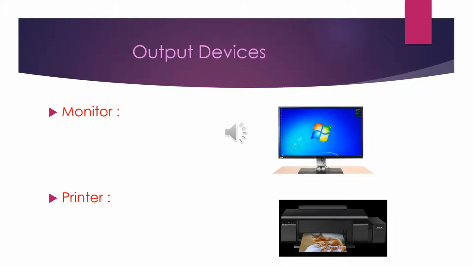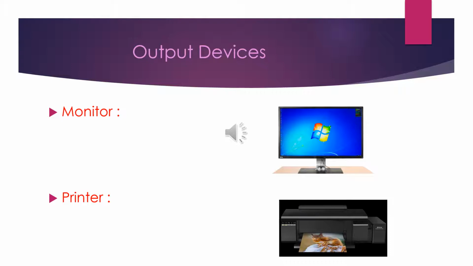A monitor is also called the VDU, Visual Display Unit. It displays the data on screen. Whatever you see, whether it's a picture or a documentary or whatever you're drawing, everything you can see on the screen with the help of monitor only. So it is a very important device.